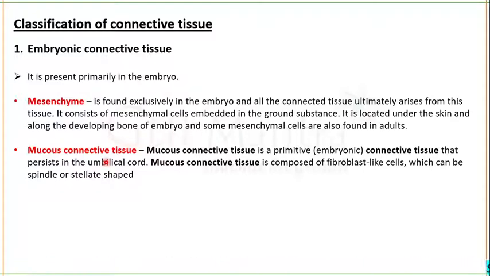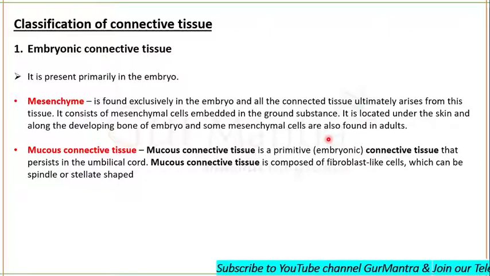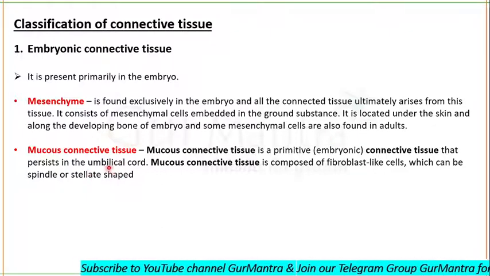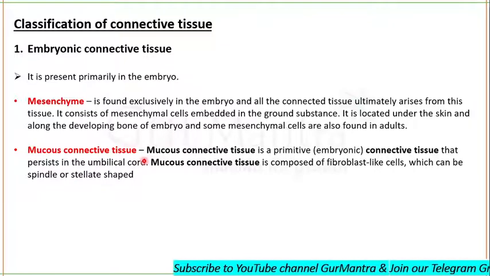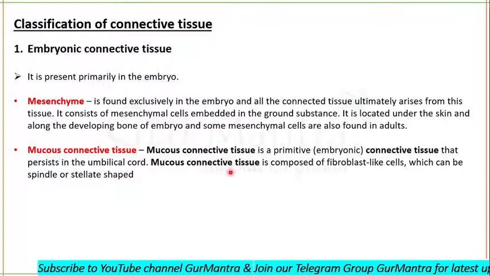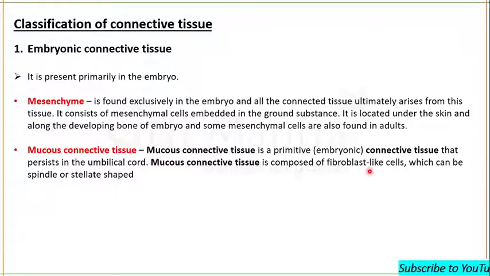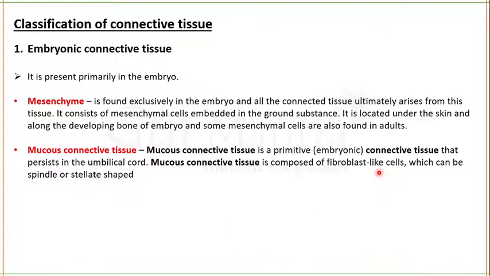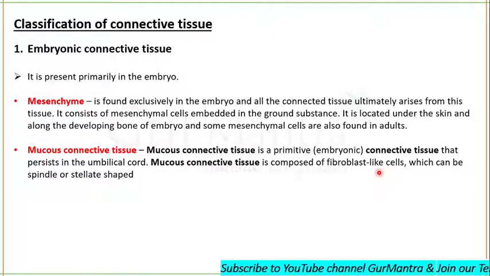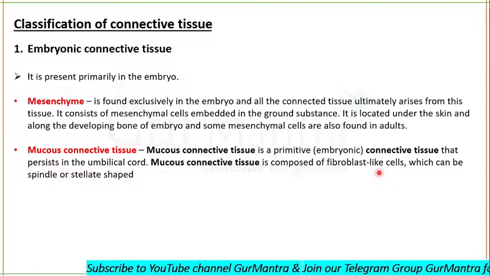Mucous connective tissue. Mucous connective tissue is a primitive connective tissue, right? It is found in the umbilical cord. Remember this, mucous connective tissue is found in the umbilical cord. Mucous connective tissue is composed of fibroblast-like cells which can be spindle or stellate shaped. Mesenchyme is exclusively found in the embryo, but some mesenchymal cells are also present in adults, but mucous connective tissue is present in the umbilical cord.